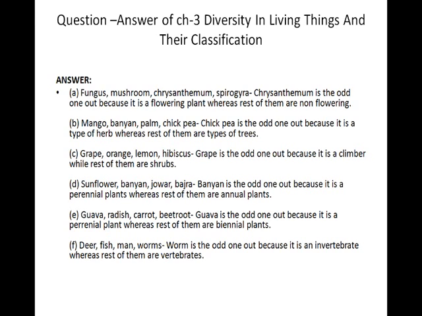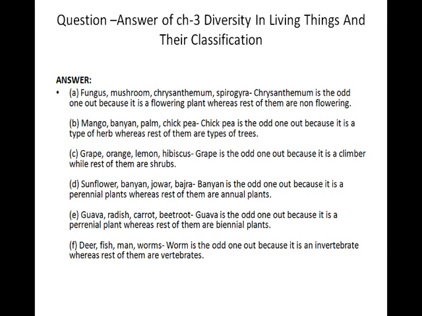Now the second one is guava, radish, carrot and beetroot. In this, guava is the odd one out because it is a perennial plant, whereas the rest of them are biennial plants. Guava lives more than 3 years, so that's why guava comes under perennial plants, whereas radish, carrot and beetroot are biennial plants. They survive for 2 years.